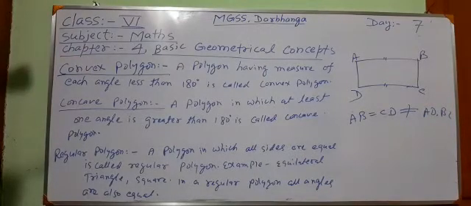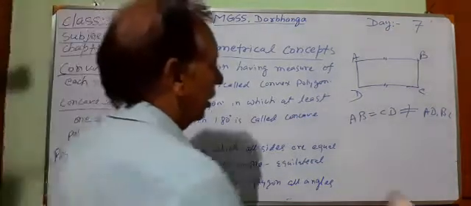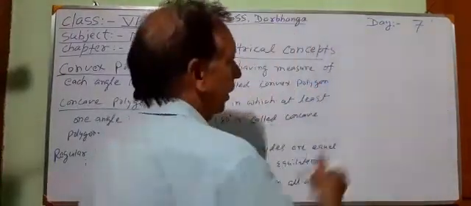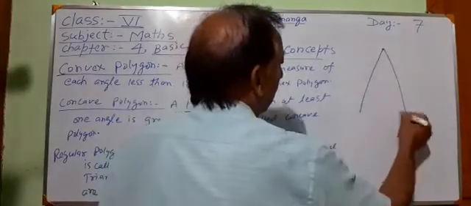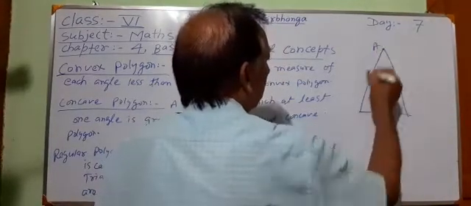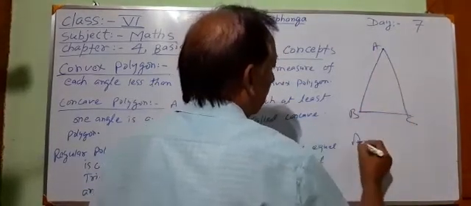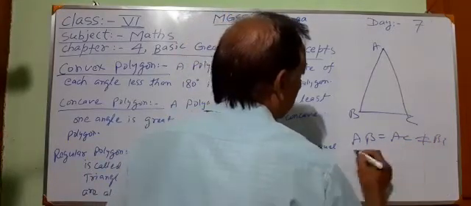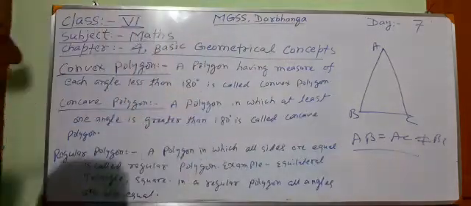Isosceles triangle. Is an isosceles triangle an example of a regular polygon or not? An isosceles triangle is not an example of a regular polygon, because in an isosceles triangle only 2 sides are equal. A, B, C. Only AB is equal to AC, not equal to BC. So it is not a regular polygon.